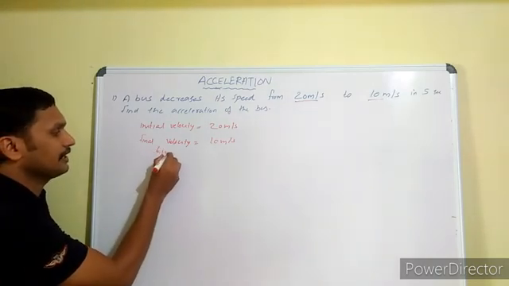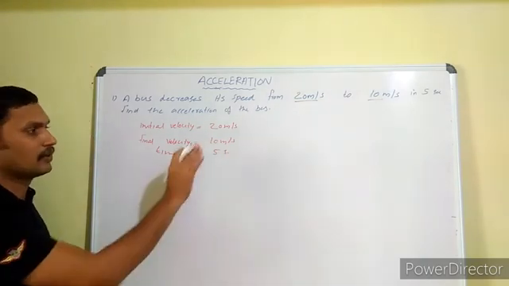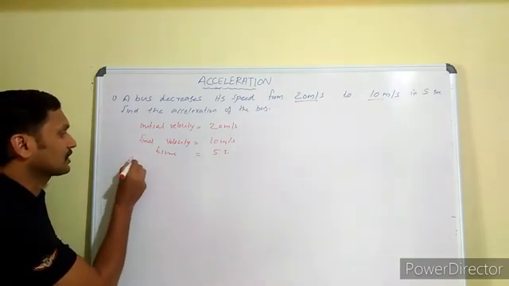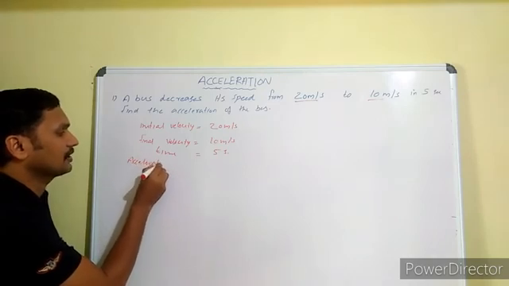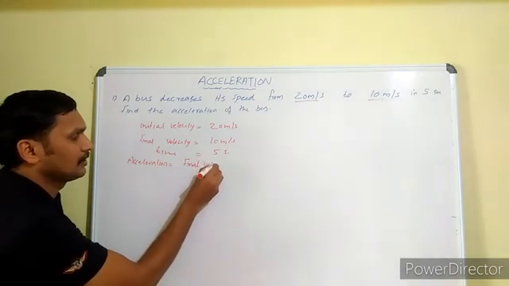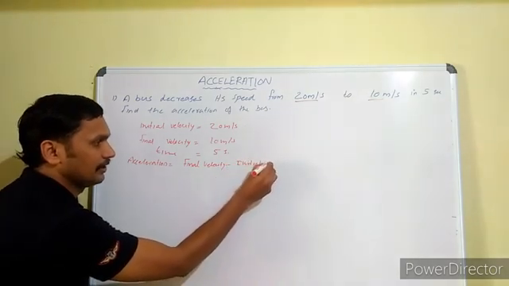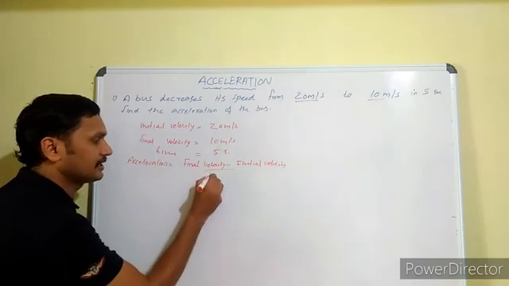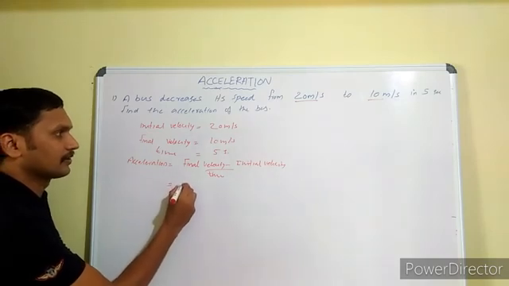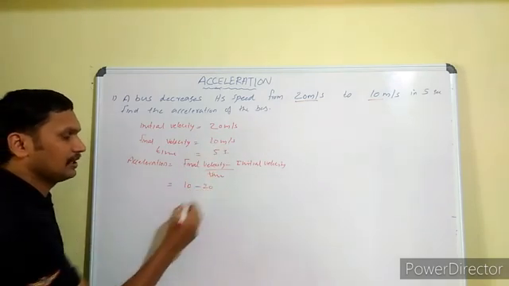The time taken for the change in velocity is 5 seconds. And how can we find the acceleration? Acceleration is equal to final velocity minus initial velocity, divided by the time taken for the change. Final velocity is 10 meter per second, initial velocity is 20 meter per second.